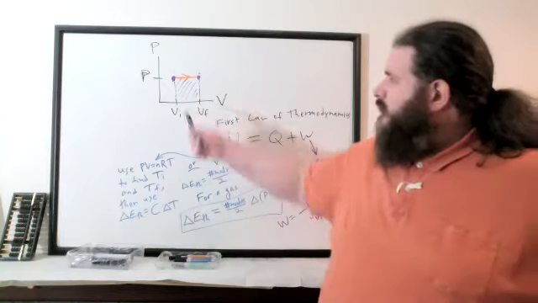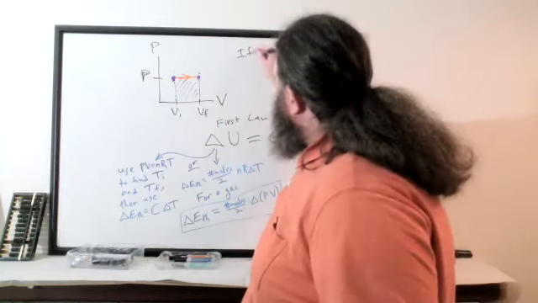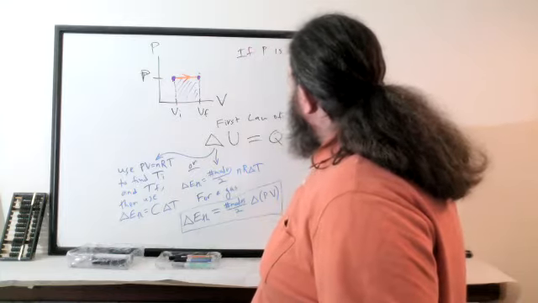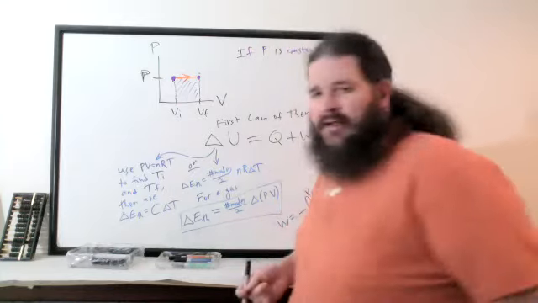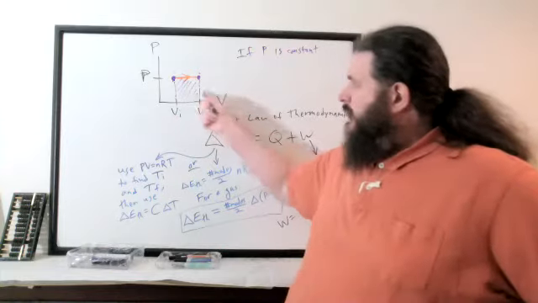And for the special case of constant pressure, if pressure is constant, the area becomes very easy, because what shape do we get if the pressure is constant?